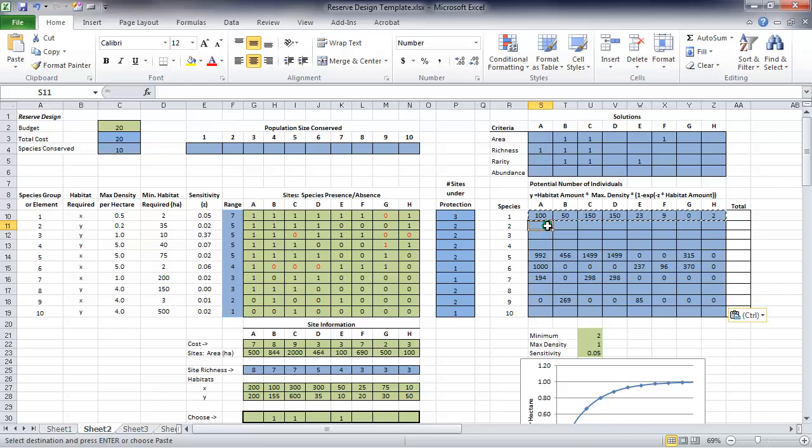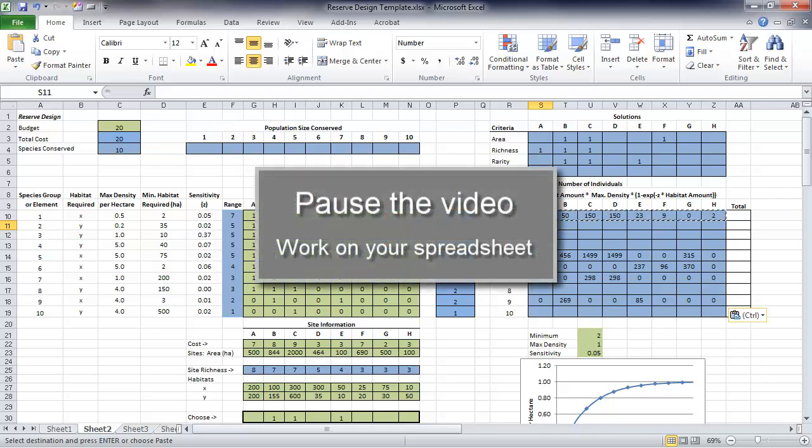Now let's do the same for the species that require habitat Y. Put your video on pause and enter those equations, and I'll visit with you as soon as you're done.